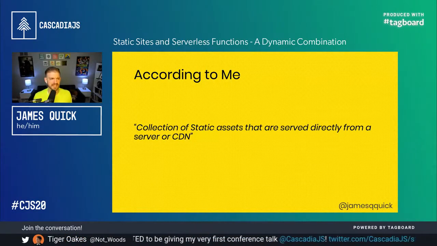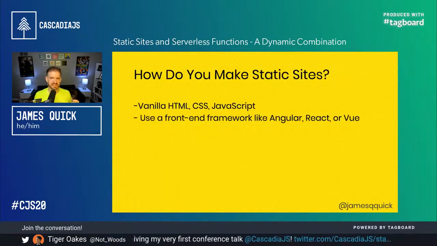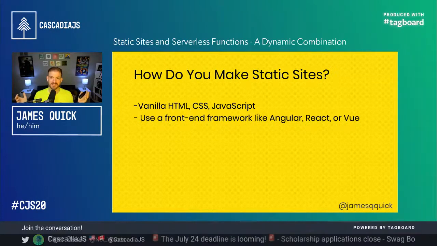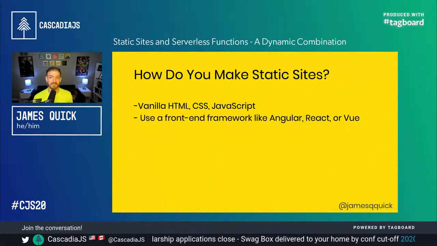So how do you make static sites? Well, you probably see your basic vanilla HTML, CSS, and JavaScript. Think back to that Space Jam website that we saw a second ago. You could also use a front-end framework like Angular, React, or Vue. And this is maybe a little controversial for people because obviously these frameworks allow you to build very dynamic websites. But they each have their own build process.